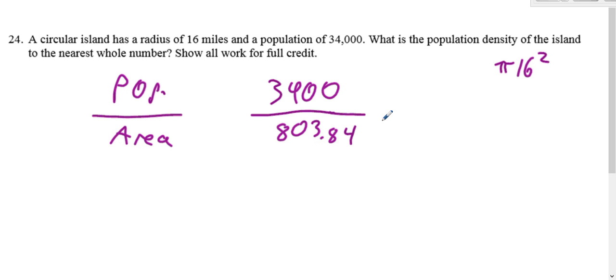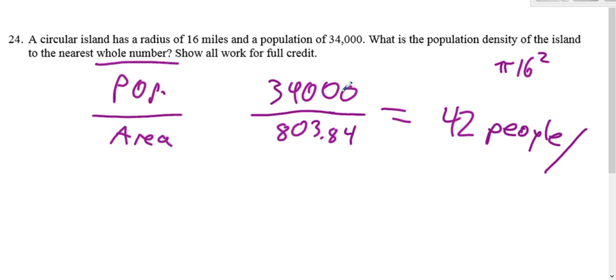And then we do the population. Missed a zero there. 34,000 divided by 803.84. We get a population density of about 42.3, to the nearest whole number, so just 42 people per square mile.